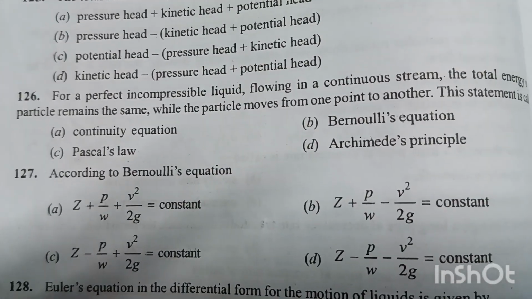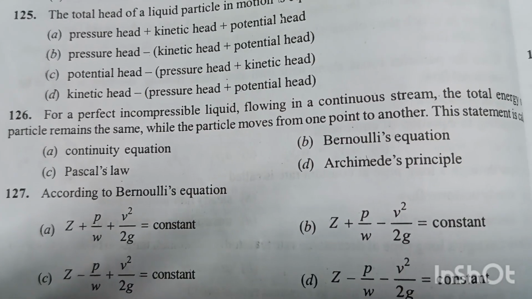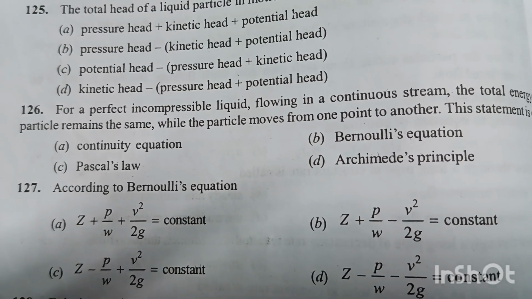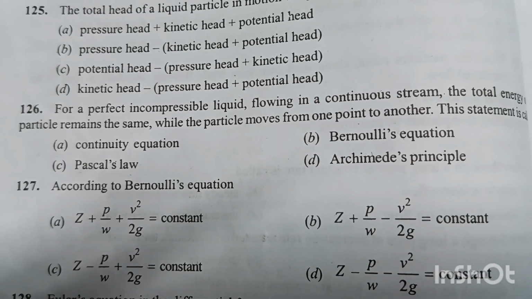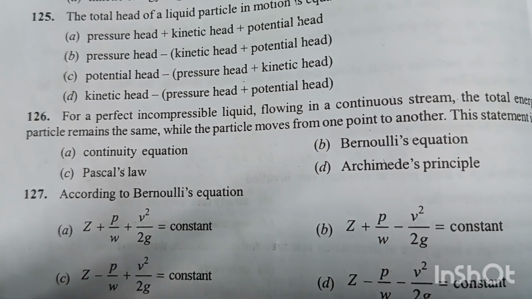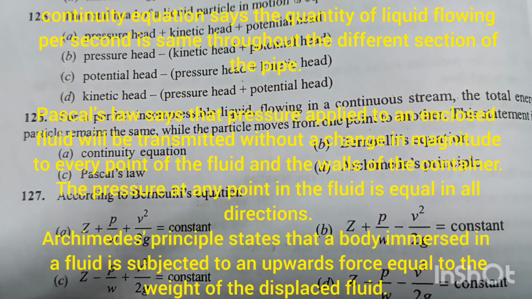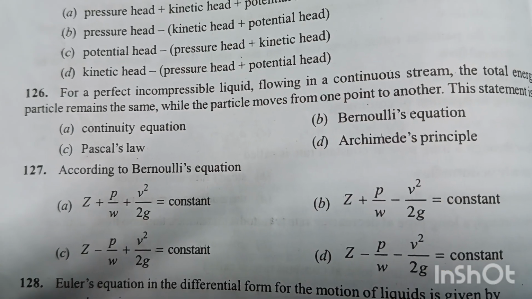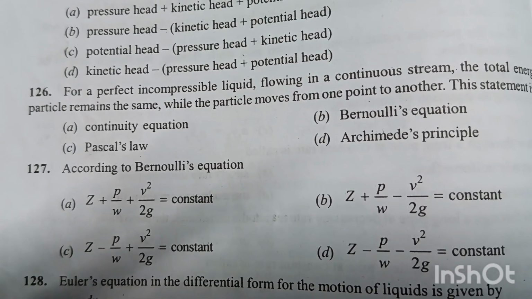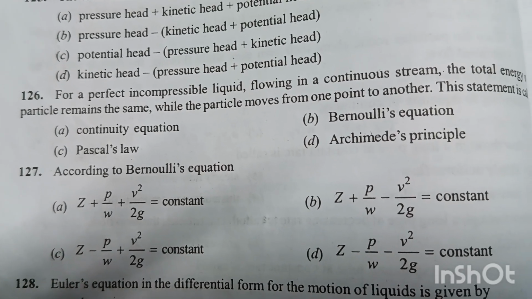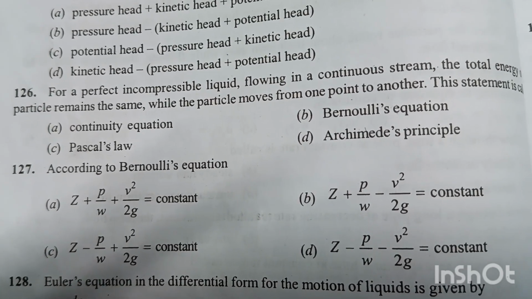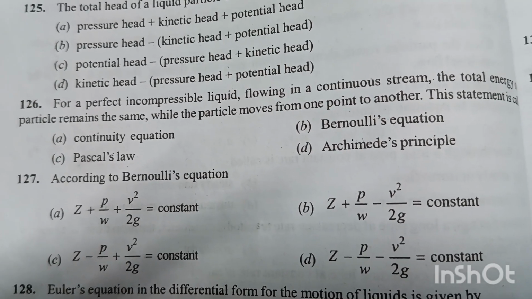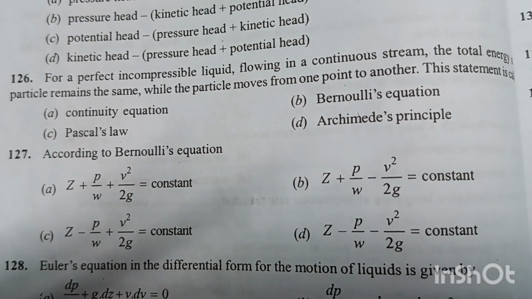Question number 126. For a perfect incompressible liquid flowing in a continuous stream, the total energy of a particle remains the same while the particle moves from one point to another. This statement is called Bernoulli's equation. Option B is right answer. Question number 127. According to Bernoulli's equation, Z, datum head, plus P by W, that means pressure head, plus V square by 2g, that means velocity head, equal to constant. Option A is right answer.